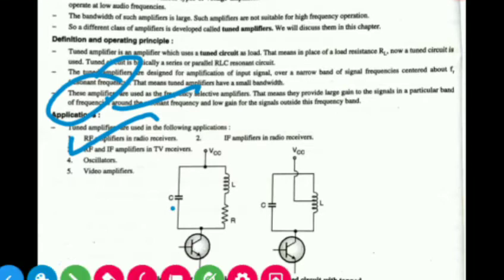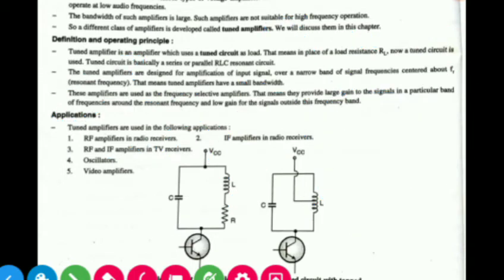Then it is used as an IF amplifier, intermediate frequency amplifier, in radio receivers. This is the amplifier related to communication. Third is RF and IF amplifiers in TV receivers. Another is the oscillator. In an oscillator there is an LC circuit available, which is called a tuned LC circuit, and this circuit is specially used for 180 degree phase shift.